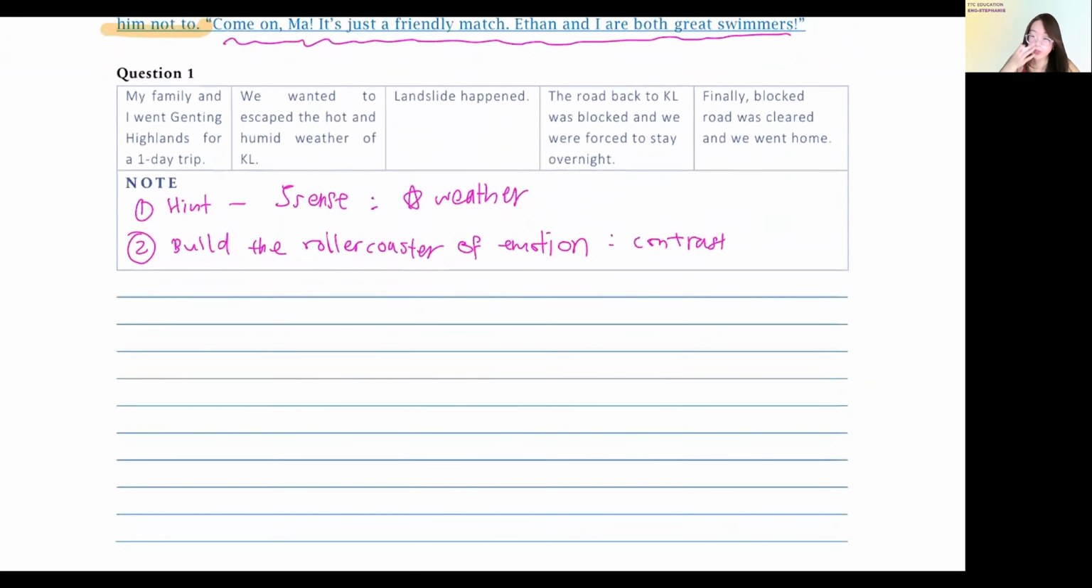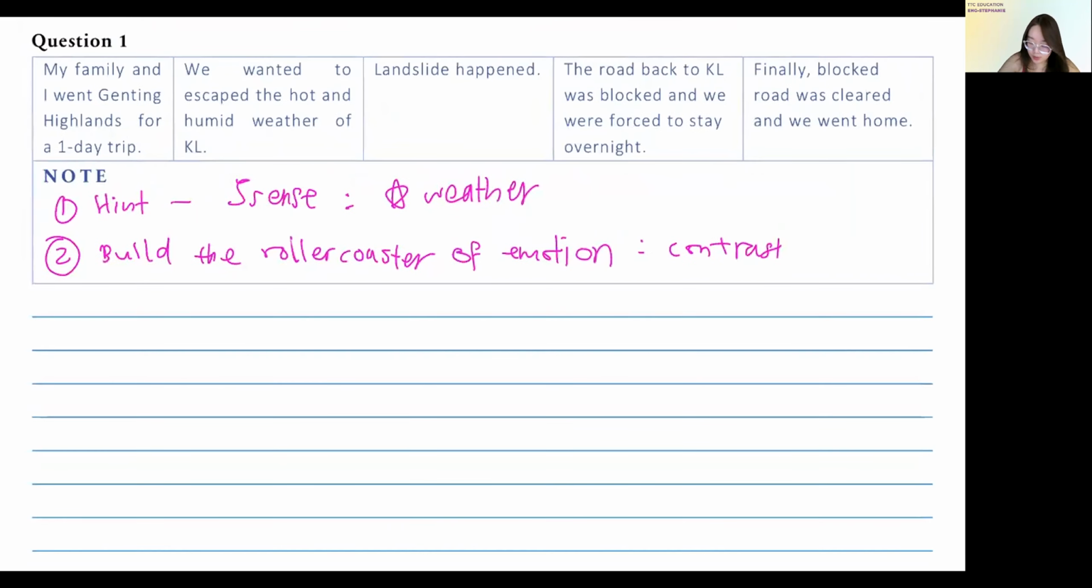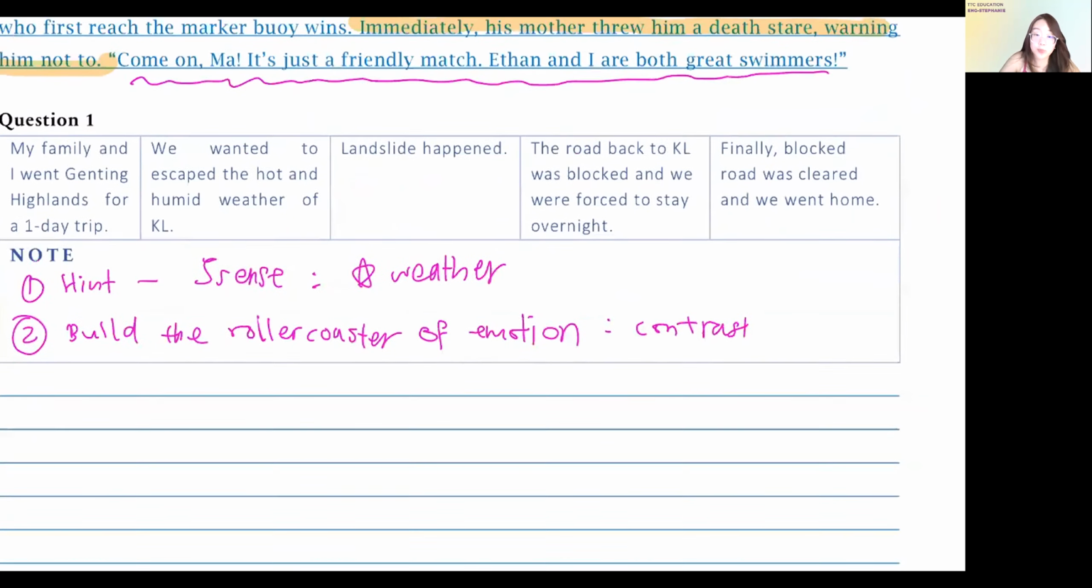For question 1, I'll bring you through once more, and then later question 2, I want you to do it yourself. Okay? So this one, question number 1. My family and I went Genting Highland for one-day trip. Wanted to escape the hot and humid weather of KL. Landslide happened. Road back to KL was blocked. We were forced to stay overnight. Roadblock was cleared. We went home.